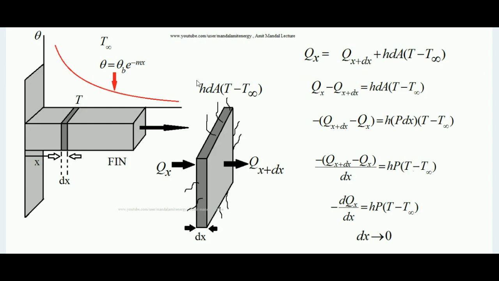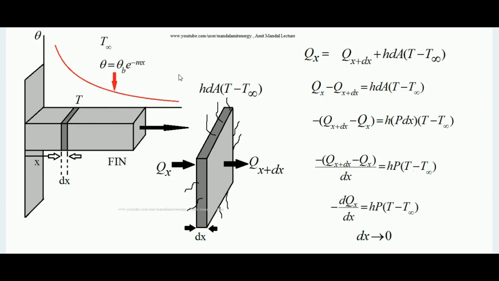Now for convection we know the formula for heat transfer rate is Q equals hA dT. Here h is the convective heat transfer coefficient, A is the area of exposure, and dT is the temperature difference. Suppose for this thin section the temperature is T and the surrounding temperature is T infinity. The surrounding temperature remains constant, and the fin's temperature from its base to tip continuously decreases. The reason is that it is continuously dispensing heat to the surrounding, so its heat content is decreasing, and the temperature of the fin from base to tip is also decreasing. The environmental temperature is constant.